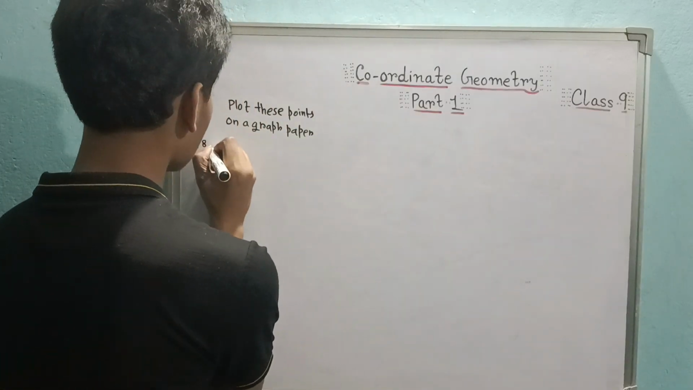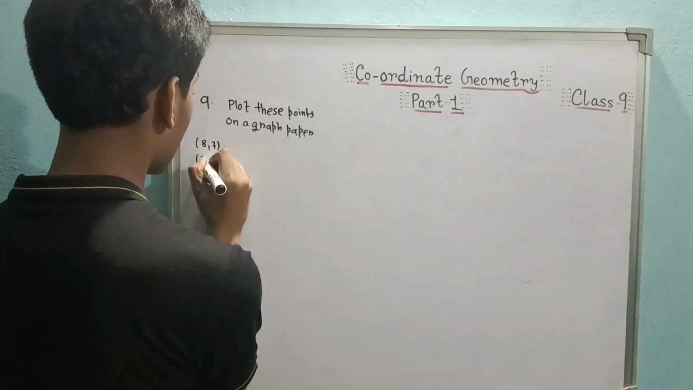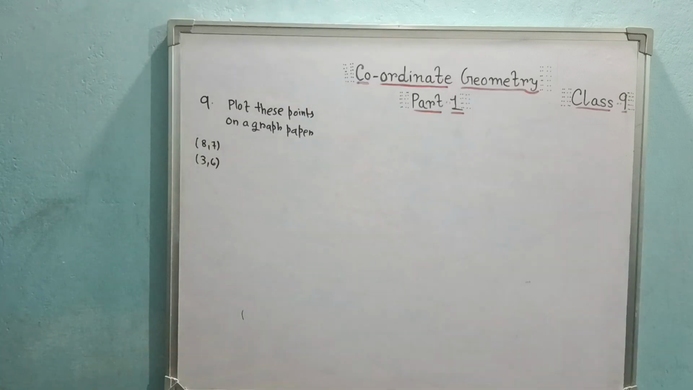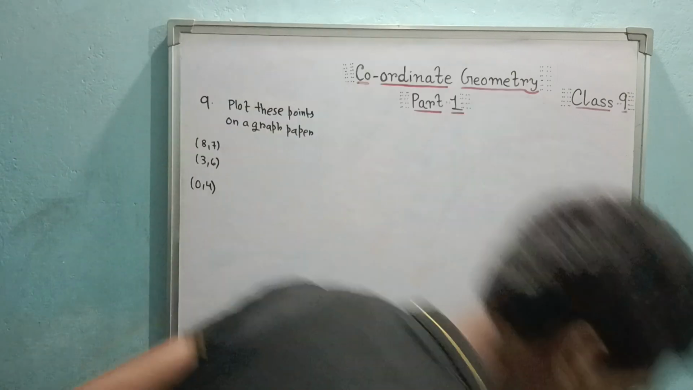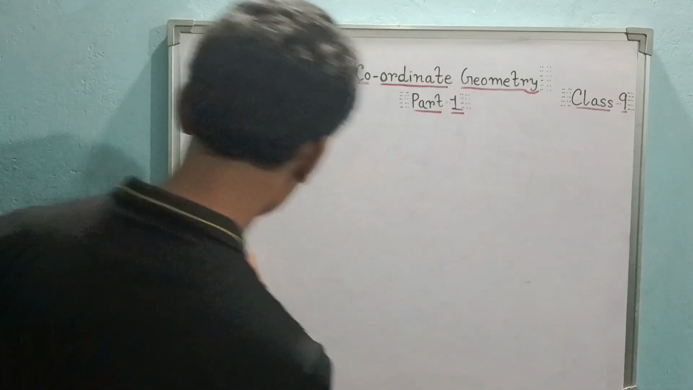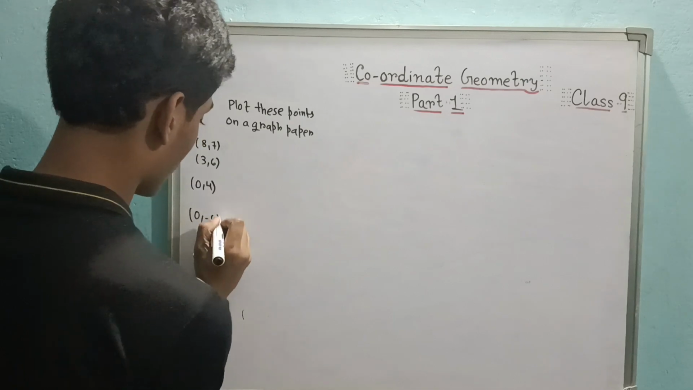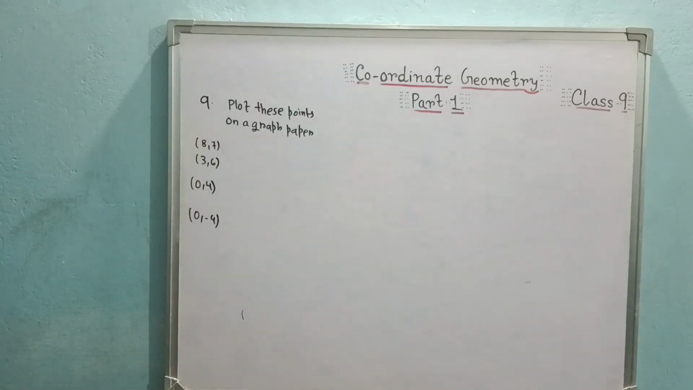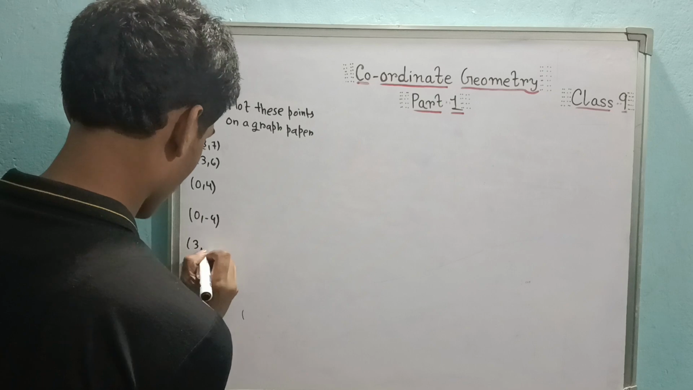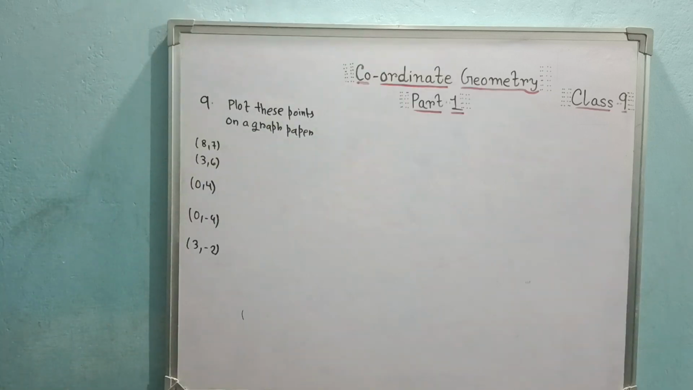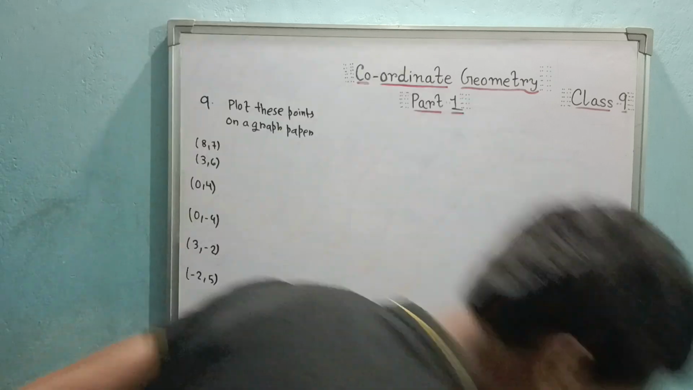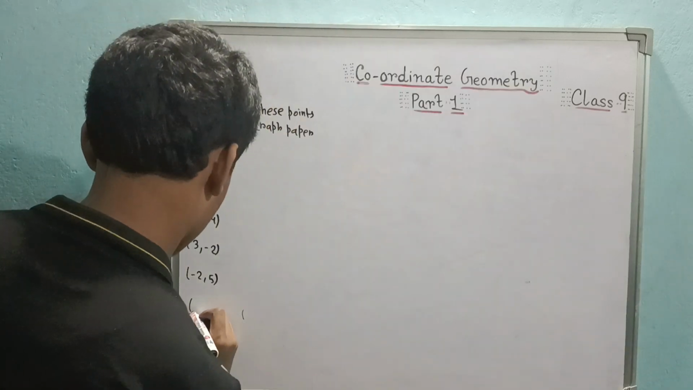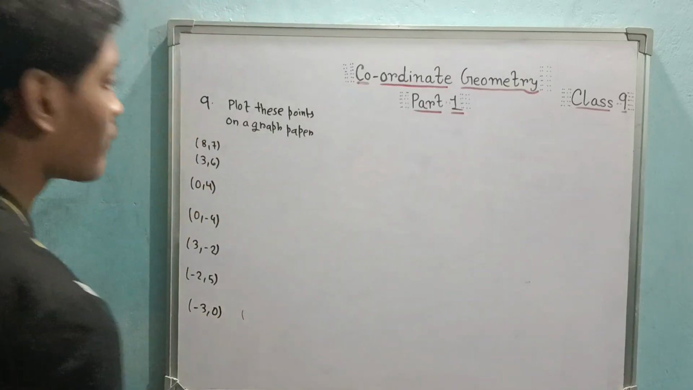8, 7; 3, 6; 0, 4; 0, minus 4; 3, minus 2; minus 2.5, minus 3.0. Plot these points on a graph.